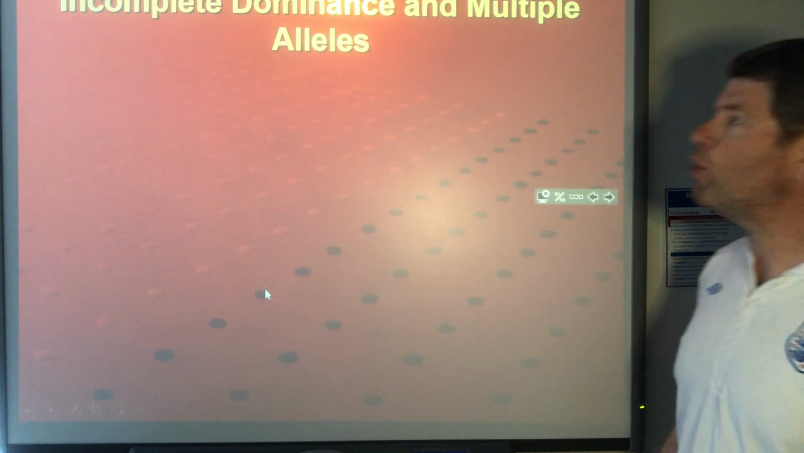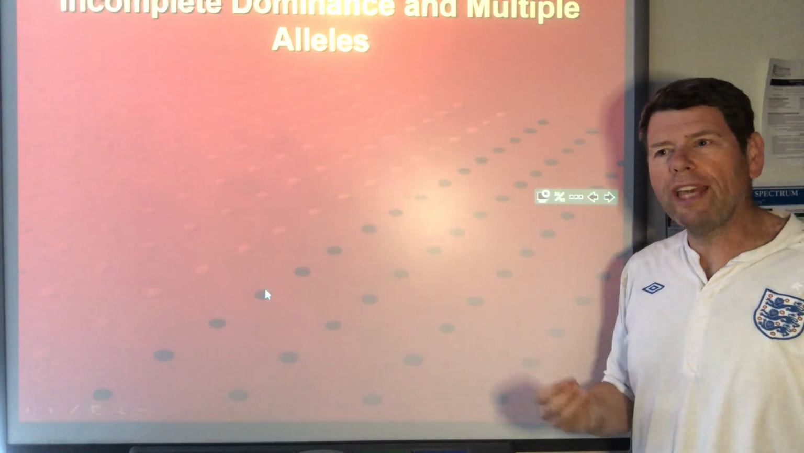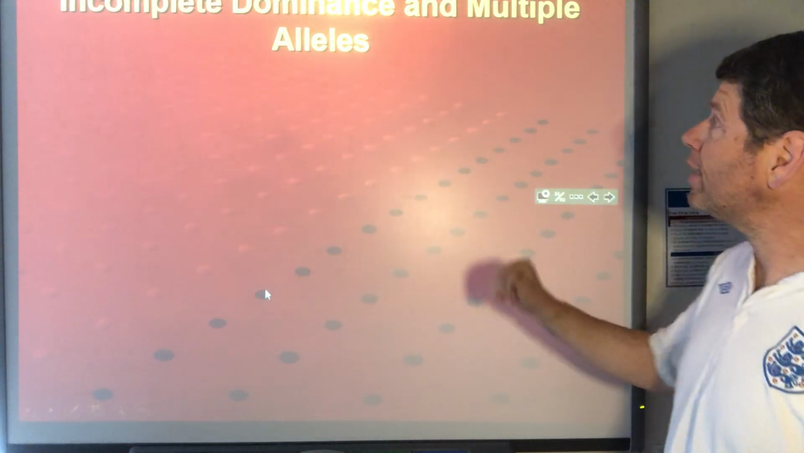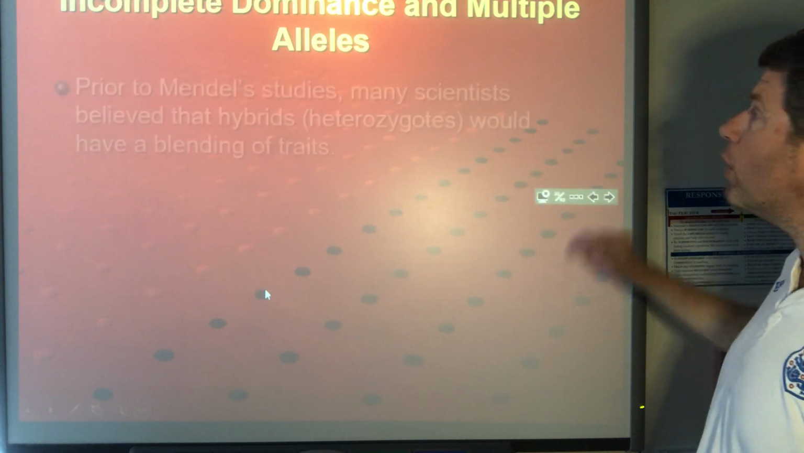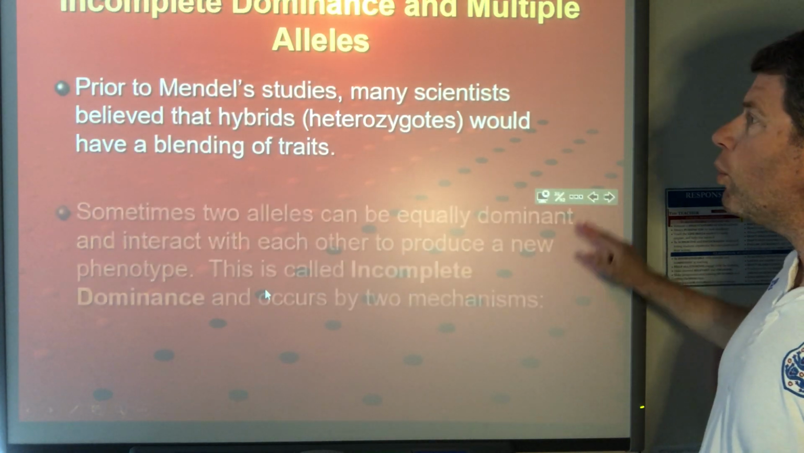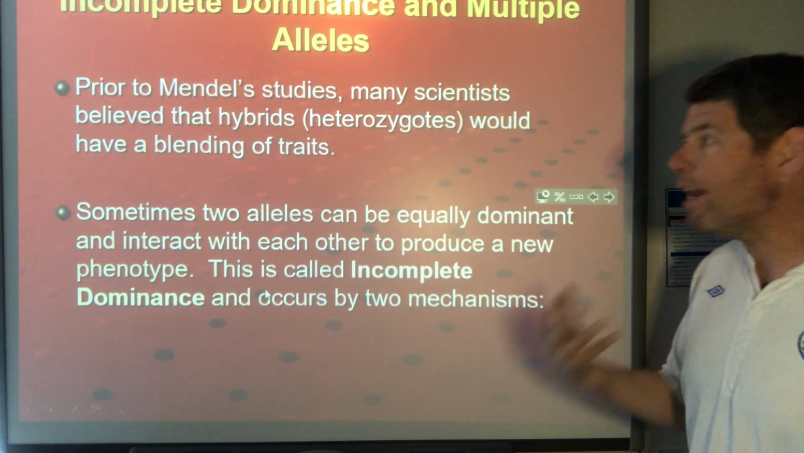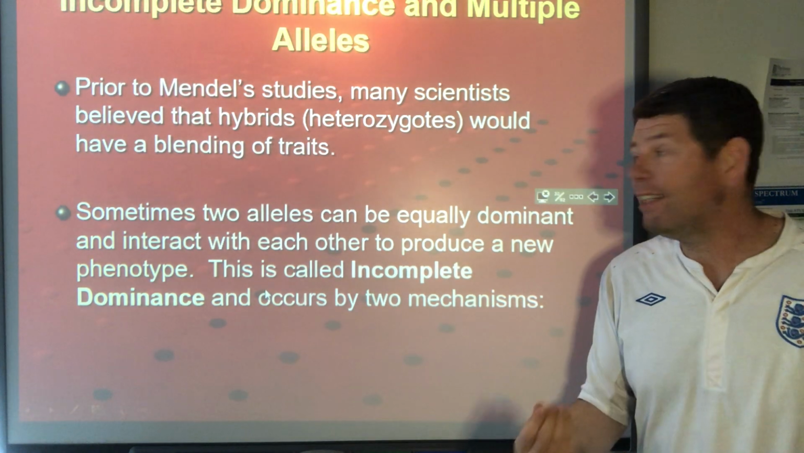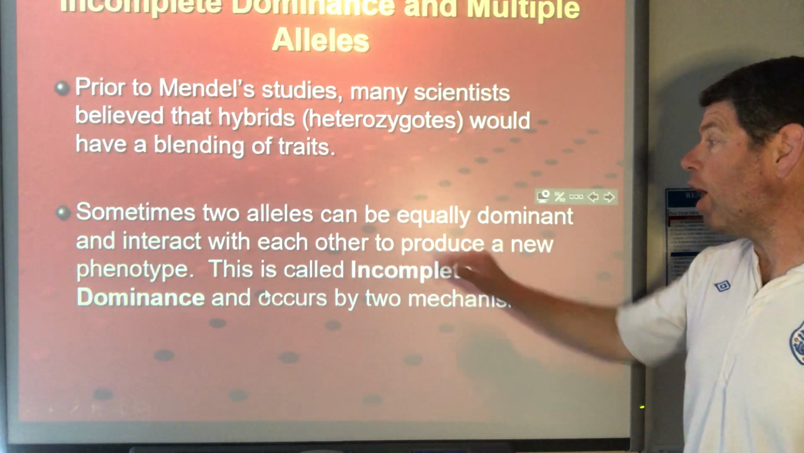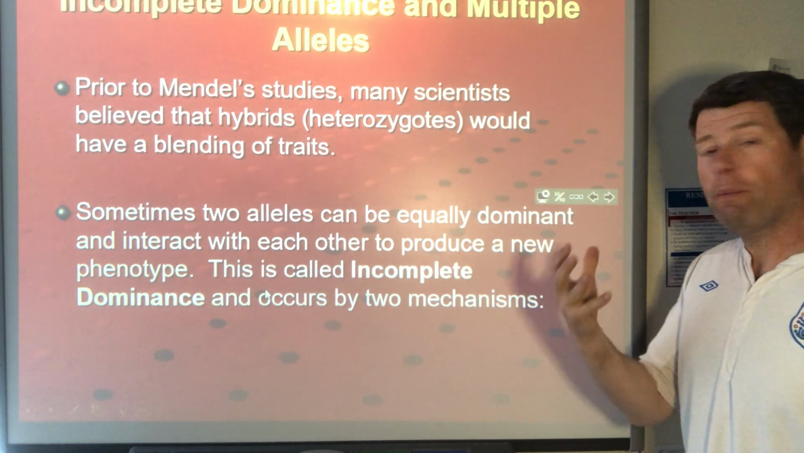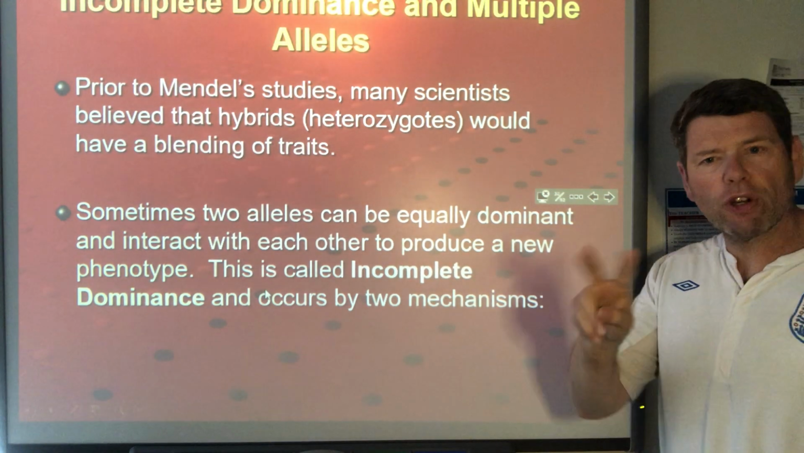Now let's turn our attention to some non-Mendelian genetics, where we have alleles, but we don't truly have one dominant and one recessive allele. That happens in situations that are called incomplete dominance and a multiple allele situation, all right? Prior to Mendel's studies, many scientists believed or saw that hybrids would show a blending of traits. Sometimes two alleles could be equally dominant and interact with each other, and it produces a new phenotype. We call that incomplete dominance, and it occurs in two different ways.